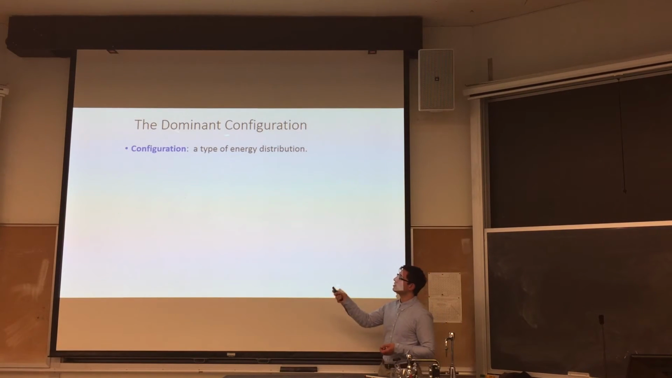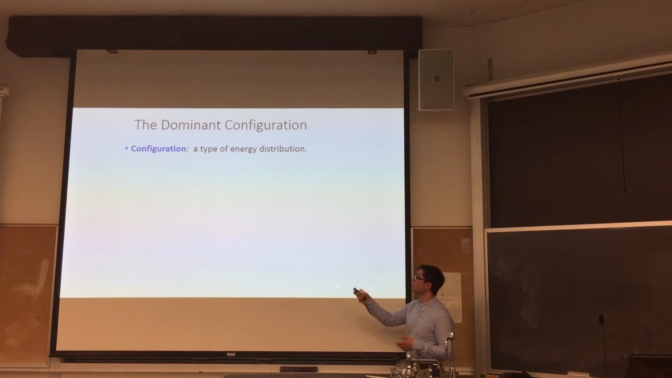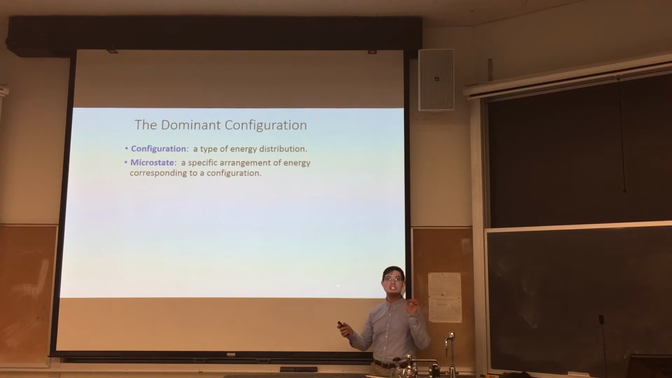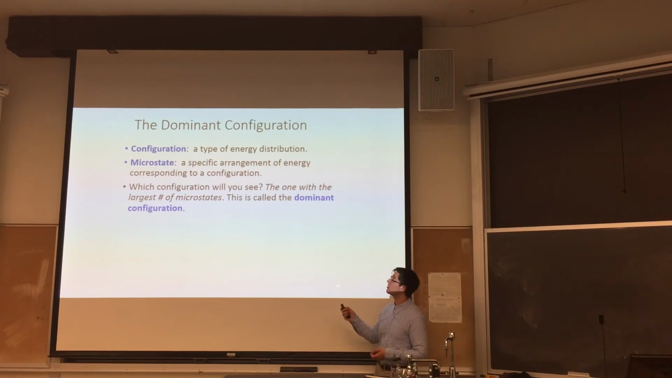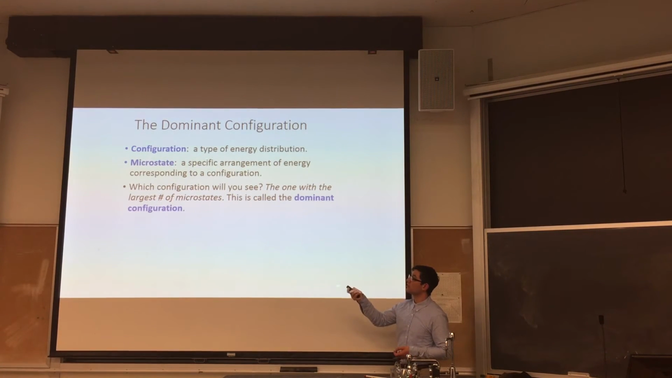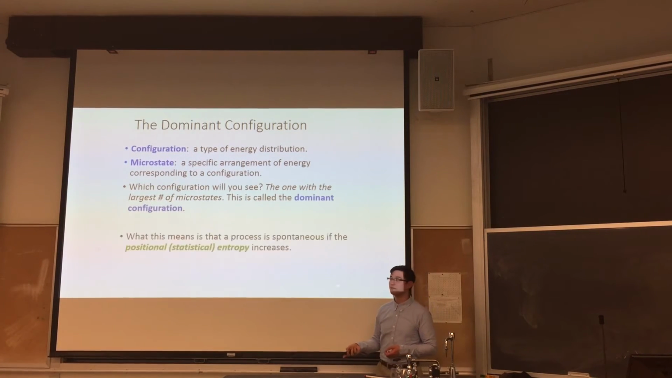So some language to introduce here: those distributions of energy, being 3 to 1 particle, 2 to 1 particle, 1 to 1 particle, or 1 to all my particles, are called configurations. It's a type of energy distribution. And then a microstate is a specific way that I can achieve that configuration. So those are each of those little graphs. And then which configuration will I see? Well, we just said it comes down to statistics, and statistically, the one that's most likely, the configuration with the most microstates, is referred to as the dominant configuration.